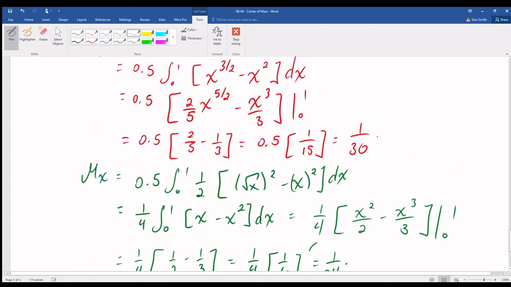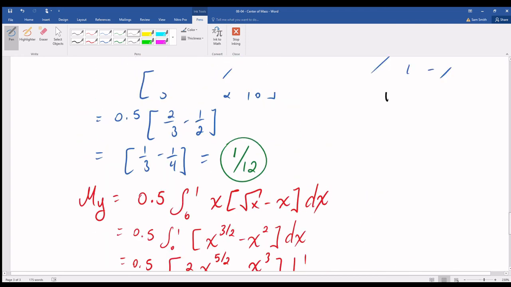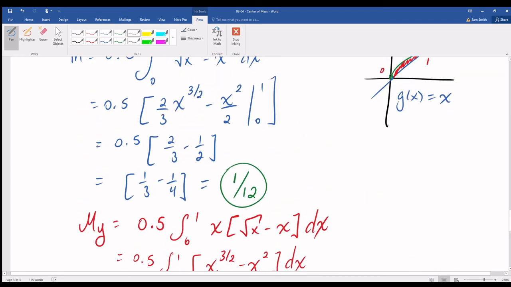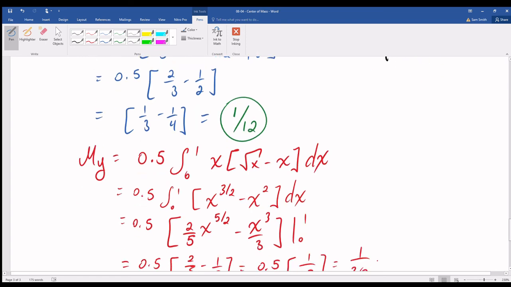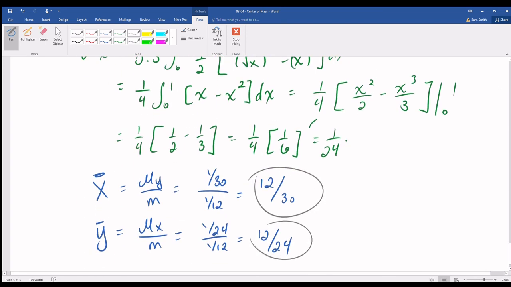If you would like to know the total mass of this plate, take the area of the plate, multiply it by the density, and you'll get that the result is 1 over 12. If you want to know where you should position your hand in order to balance this plate on your hand, here are the coordinates. Put your hand at x equals 12 over 30, and put your hand at y equals 12 over 24 to find the balancing point for this region.